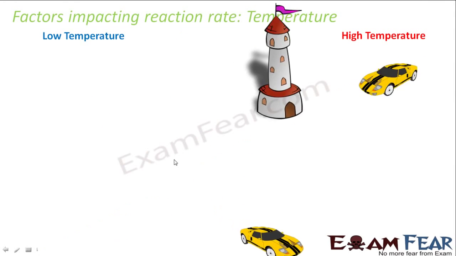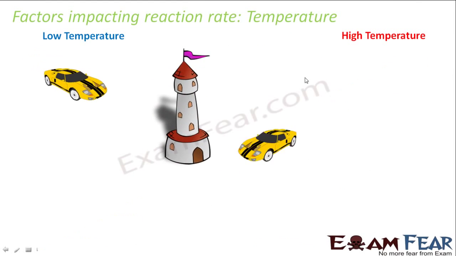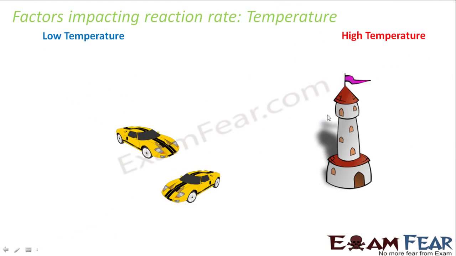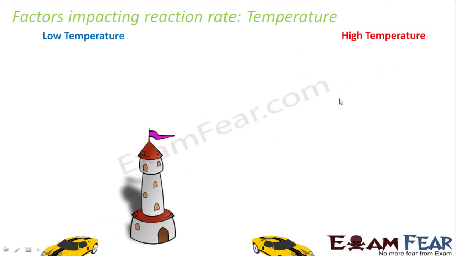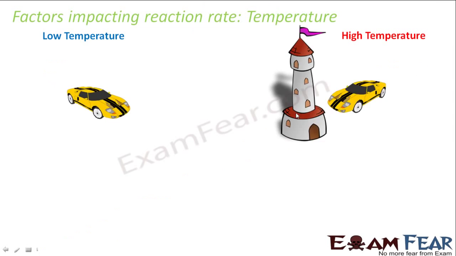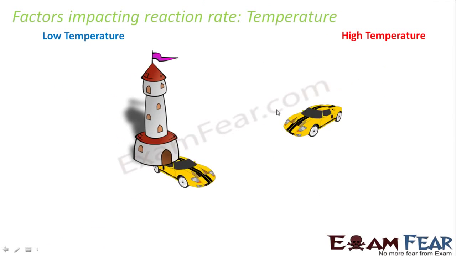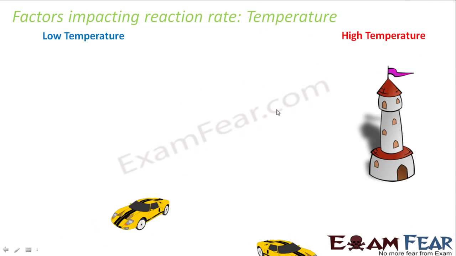Also, since the speed will be low, the impact to break the star will be low. Correct? On the right hand side, we have high temperature. These molecules are going at high temperature. The car is bumping the star at a high temperature. That means the frequency is more, plus the impact which this car on the right is creating to break this tower is more. Correct? So the temperature has a very huge impact on the rate of reaction.